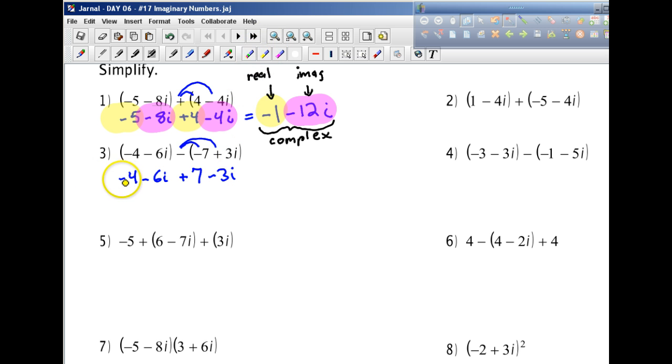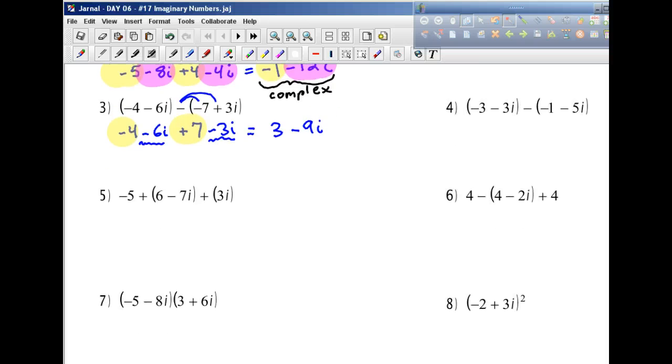And you can mentally do this, or if you want to, you can underline, but just think about what combines together. So we have negative 4 and positive 7, that's the real part. What does that equal? 3? Yeah. And then negative 6i and negative 3i, that's negative 9i. That's just basic addition, subtraction. Just keep reals with reals, imaginaries with imaginaries, and it's pretty good. That's it for the adding, subtracting, yeah.